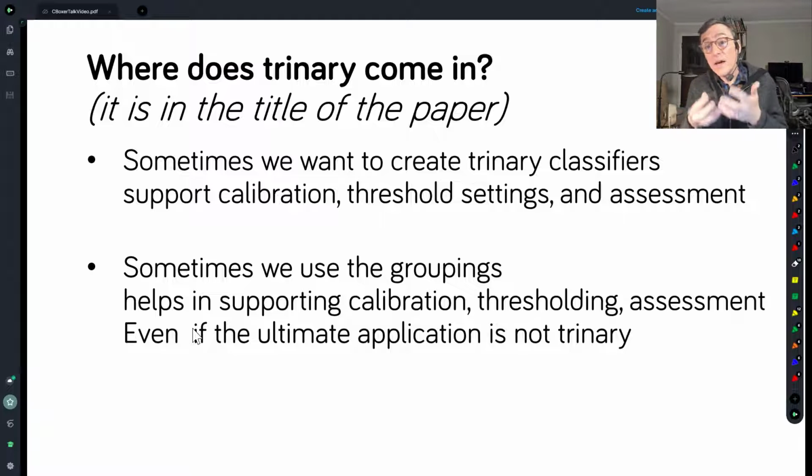Now, this idea of trinary, of yes, no, and reject or no choice, is important because sometimes the goal with a continuous valued classifier is to build a trinary classifier. And sometimes we're going to keep the continuous score as a probability, but we'd like to be able to use the trinary characterization as a way to make decisions and group things together so we can do subsequent analysis.